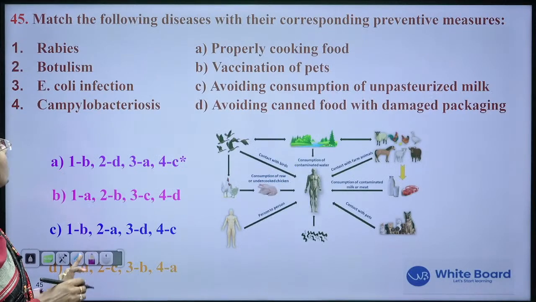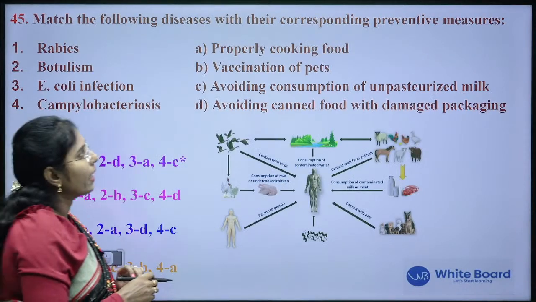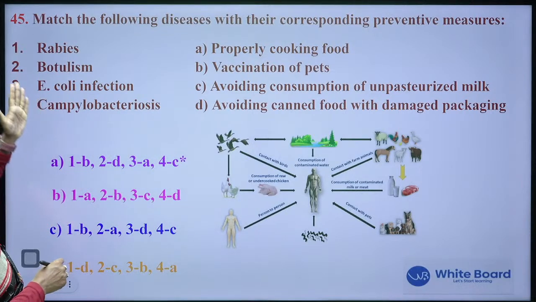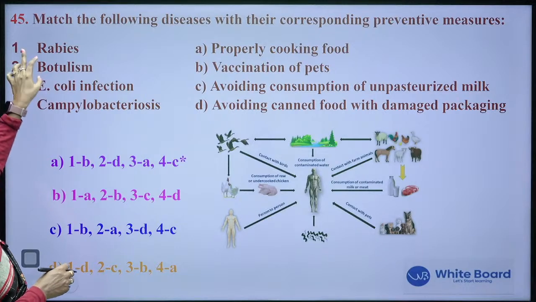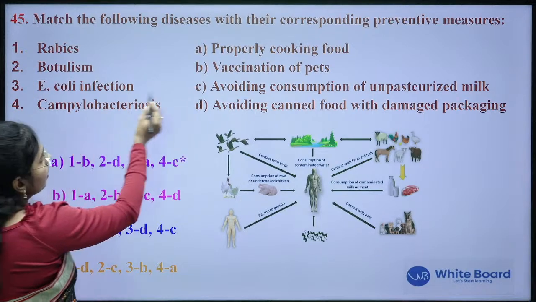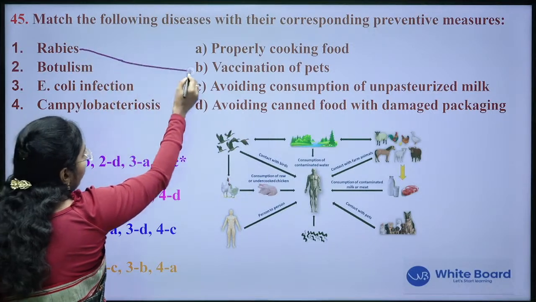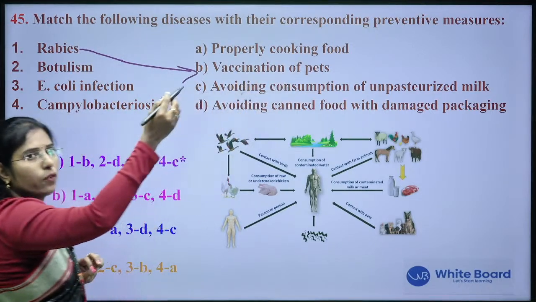Coming to the next question: match the following diseases with the corresponding preventive measures. Here they have given 4 options. Just now we have discussed rabies. Rabies virus is spreading because of pets. So, we have to go for vaccination of the pets.